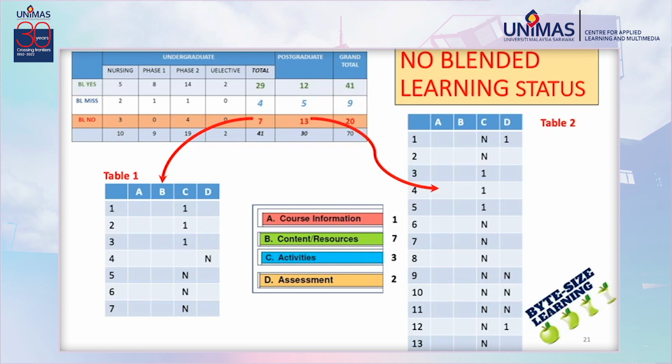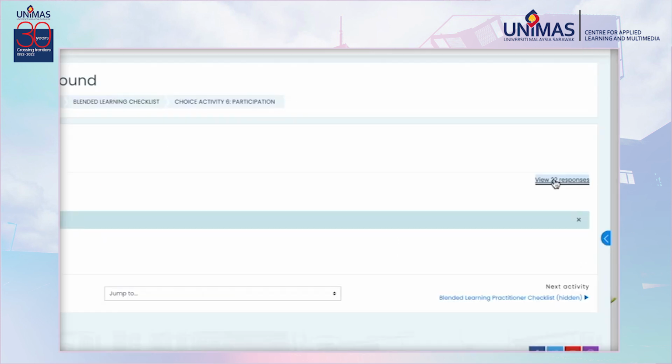Okay, so that part there, to clarify, the course coordinator has a responsibility to make sure that he or she fulfills all these 4 components.